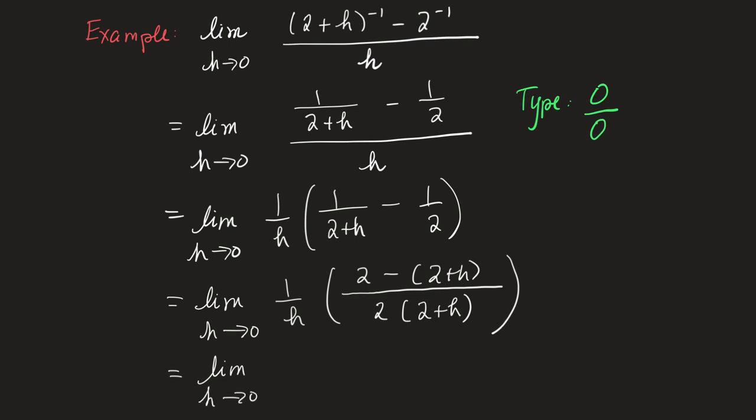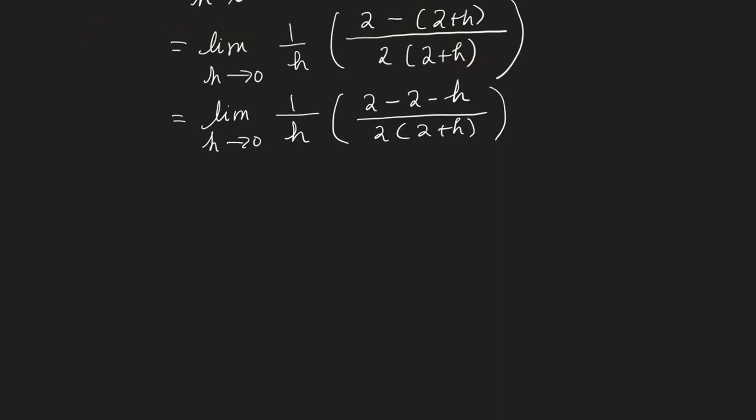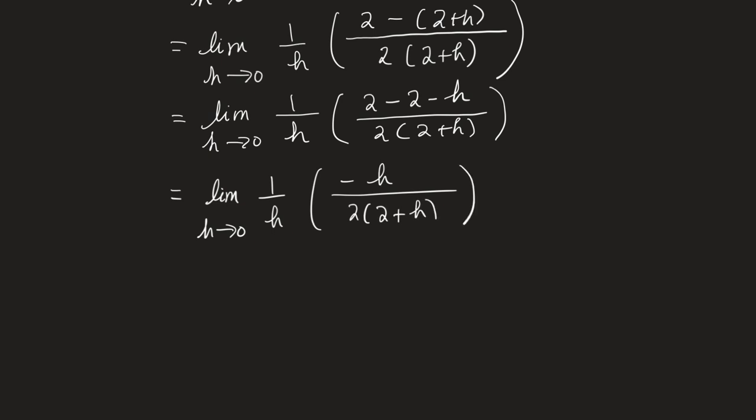And I get the limit as h tends to 0. I have 1 over h. And I better pull that negative through. And continuing, this becomes the limit as h tends to 0. I have 1 over h. And now on the numerator, I have minus h. On the denominator, I have 2 times 2 plus h.